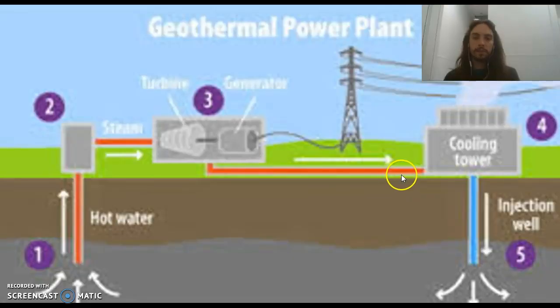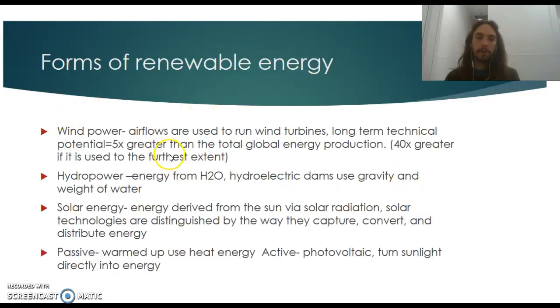So we've got some forms of renewable energy. We've got wind power, so that's airflows that are used to run wind turbines. The long-term potential is 5 times greater than that of the total global energy production from fossil fuels, and then 40 times greater if it's used to its furthest extent. So if we use every area that would be good for wind energy, we'd have 40 times more electricity in our whole world.